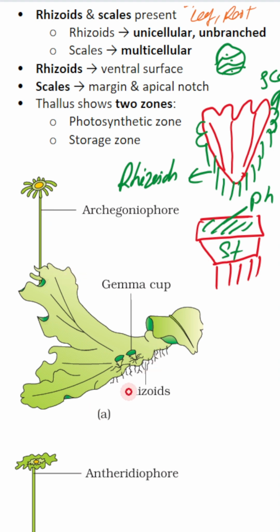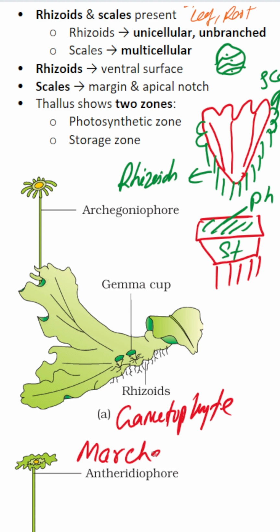Above the thallus, we also find the rhizoids present on the ventral surface, and in addition to them, the plant undergoes asexual reproduction by a special type of cup. These are called gemma cups. So in Marchantia we find asexual reproduction by a special type of cup, and this particular plant is a gametophytic plant. This is the gametophyte plant of Marchantia. This is the example of Marchantia.